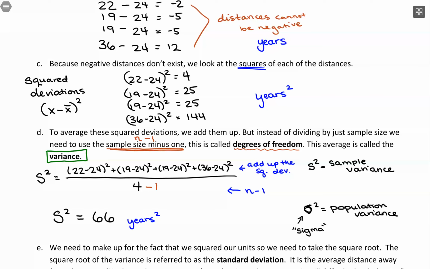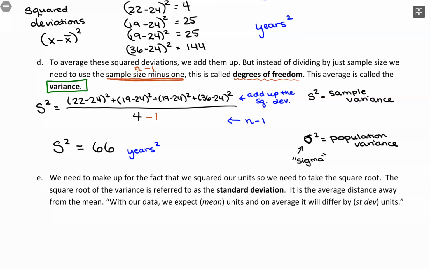So with that, we need to make up for the fact that we squared values. We had to get rid of those negatives, but how do we undo that? So variance as a value isn't incredibly useful because when we try to put it into a sentence, it just doesn't really make sense. So this is where we need to go one step further to standard deviation. And to change variance to standard deviation, all we need to do is take the square root. To make up for the fact that we have something squared here, we need the square root of it.